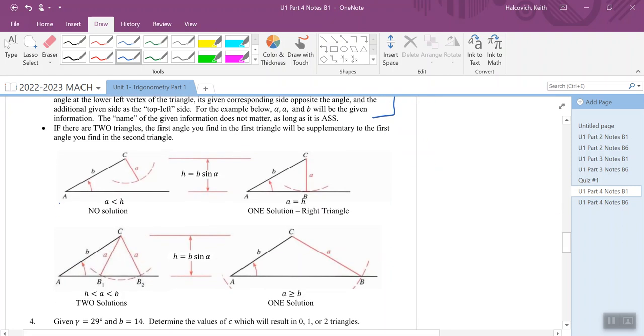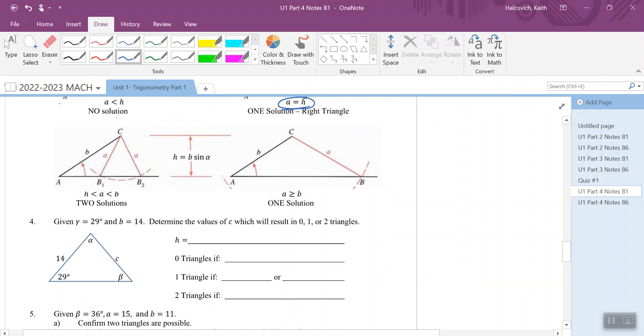So here's kind of the situations that you can come up with here, and how do you tell? Well, if the side opposite the angle you're given, that's what side A is in this picture, is less than the height of the triangle, there's no solution, right? Because you can't connect. If it's equal to the height, that means it's a right triangle, right?